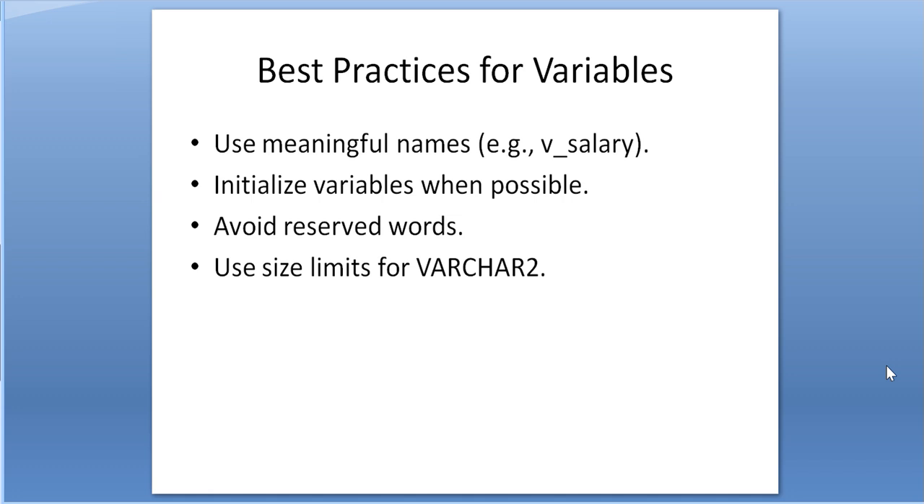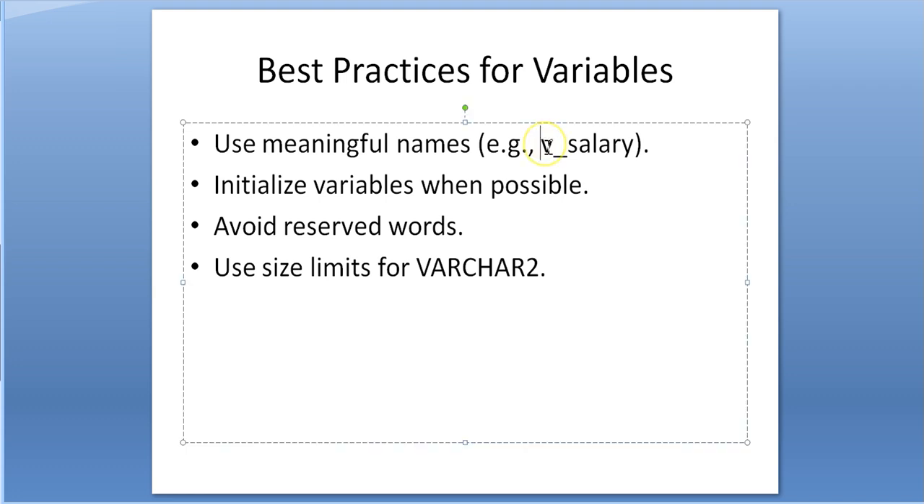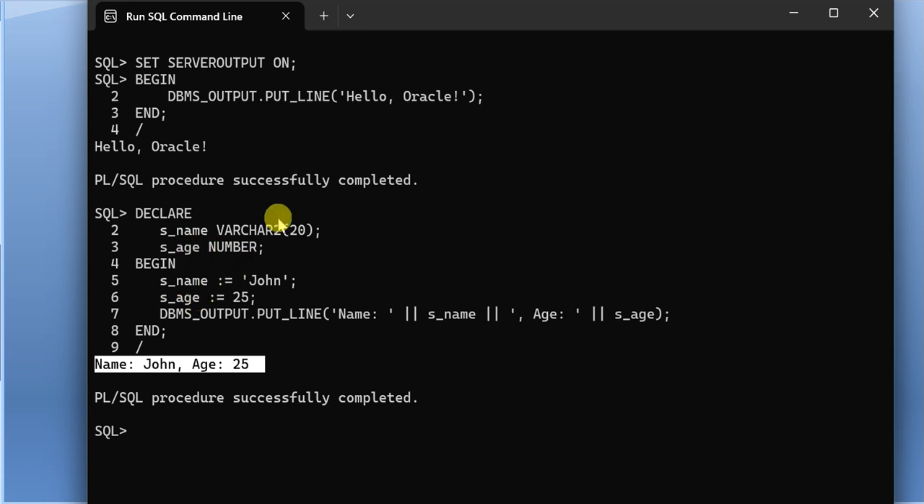Similarly, best practices for variables. You have to use meaningful names. For example, instead of salary, it is better to take student_salary or employee_salary. You need to initialize the variable whenever required, and it is better to avoid reserved words. Use size limits for VARCHAR2. When you are mentioning VARCHAR2, we have to mention the size with that data type.